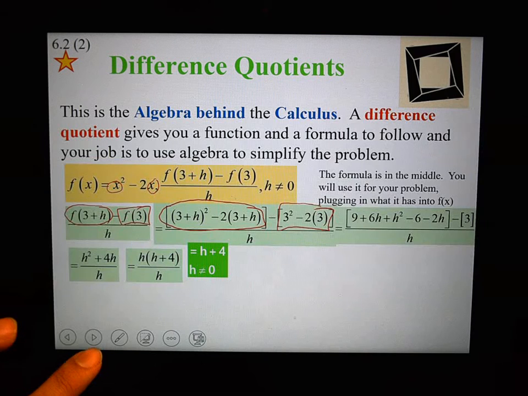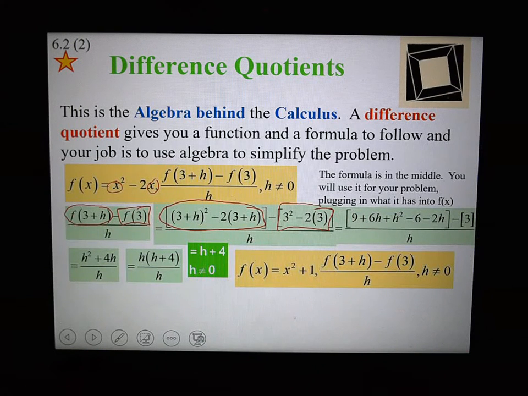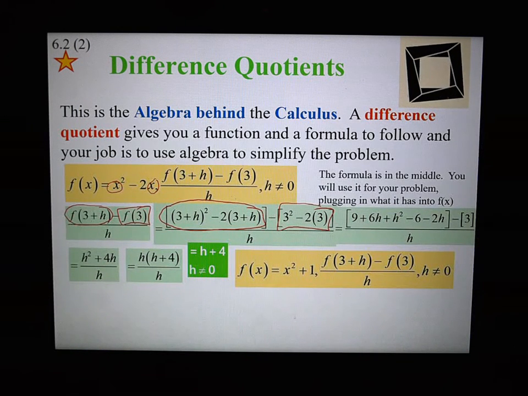I have an extra example here for you to try with your partner. Substitute teacher, I have to break this up into another video, so you will need to play the next video after this because the bell's going to ring.